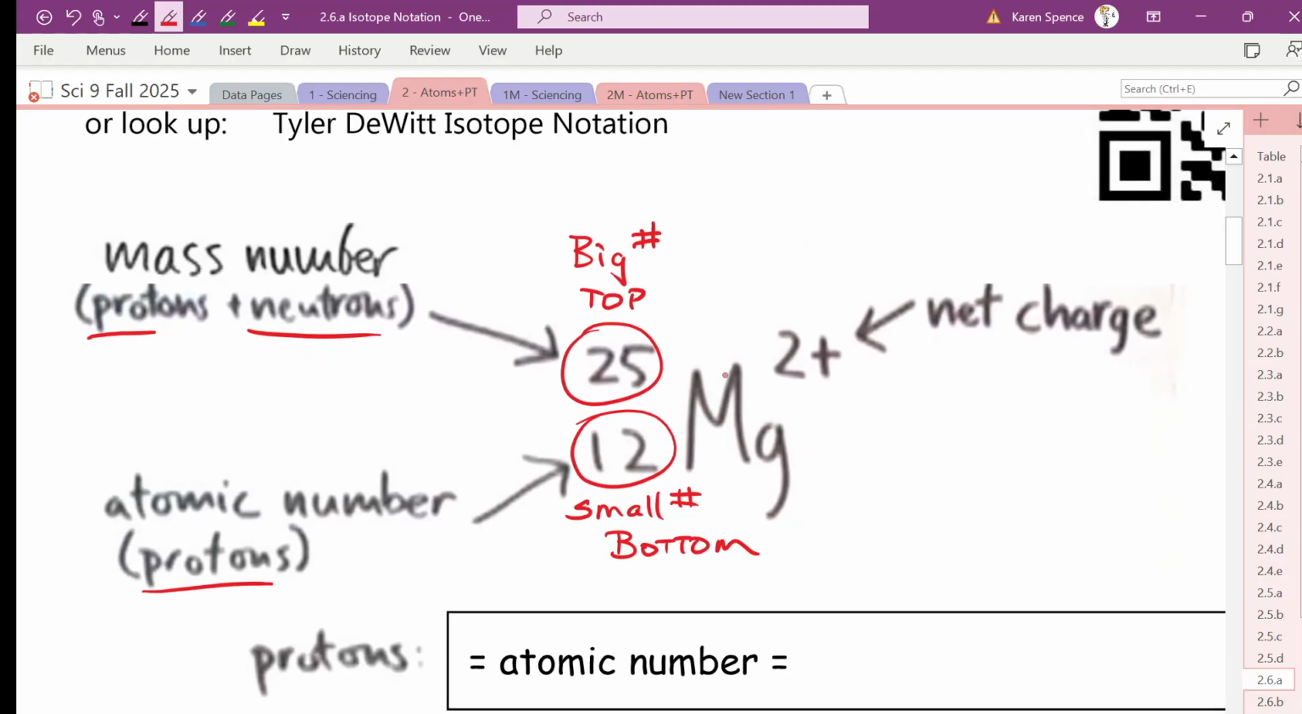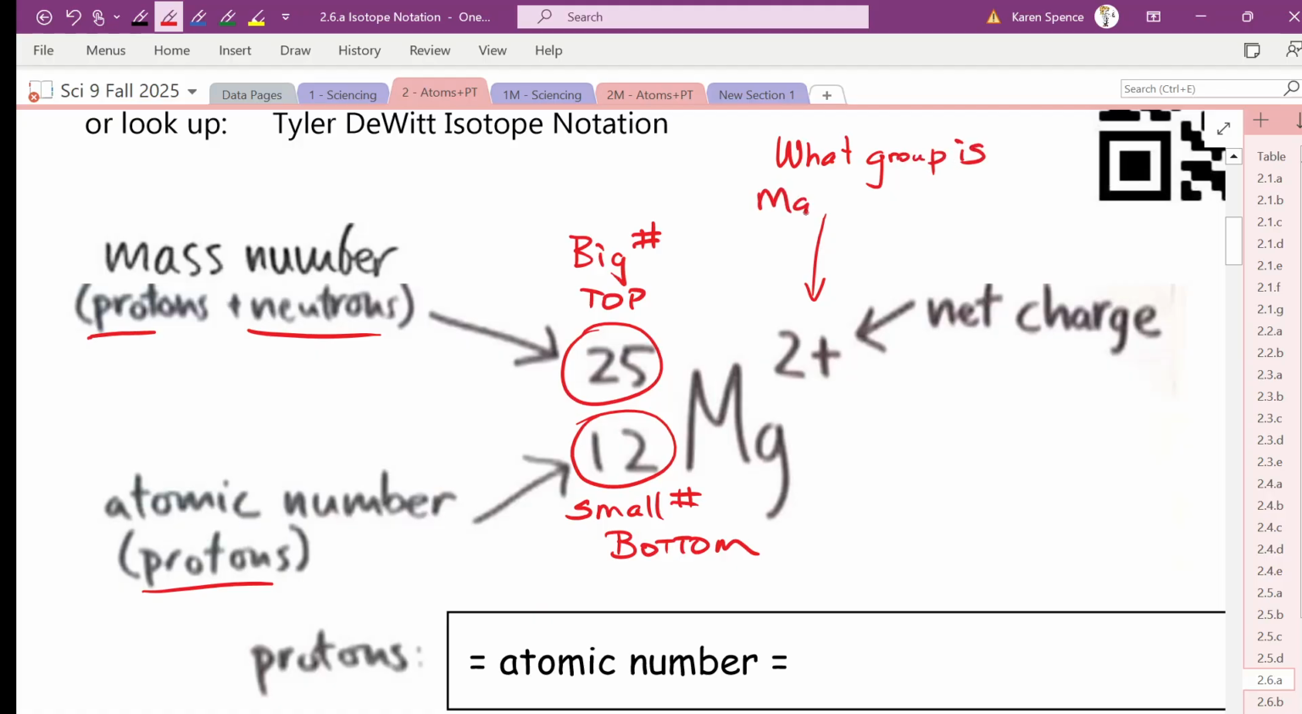So mass number on the top, atomic number on the bottom, and because we've now been doing stuff with ions, we have a third place to write something, and that is our net charge. That's the charge of the ion. So if you remember, what group would you find magnesium in if it has a charge of +2? What group is magnesium in, without looking at your periodic table?